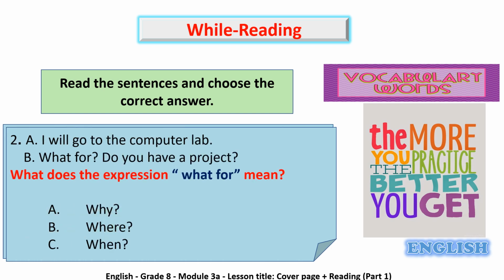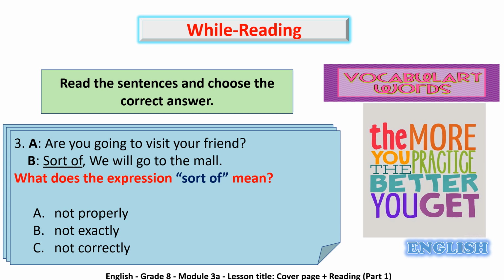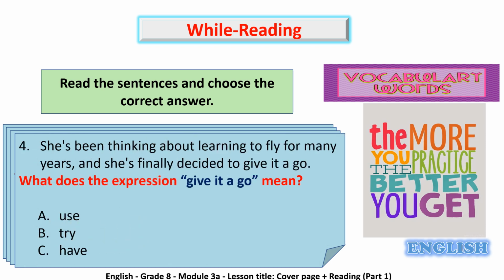2. I will go to the computer lab. What for? Do you have a project? What does the expression what for mean? Why, where, or when? Well done. Why? 3. Are you going to visit your friend? Sort of. We will go to the mall. What does the expression sort of mean? Not properly, not exactly, or not correctly. Very good. Not exactly.